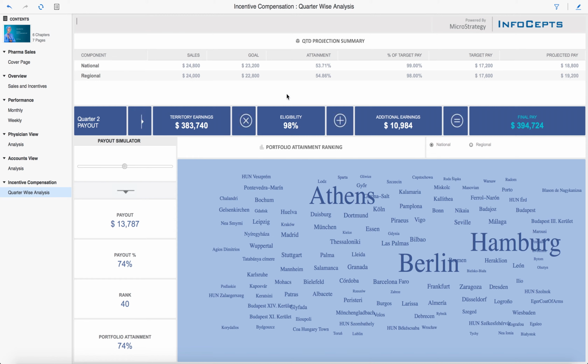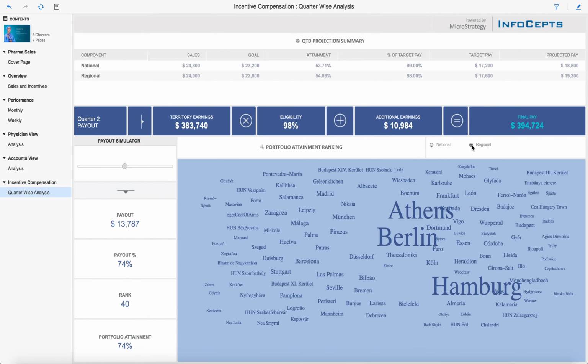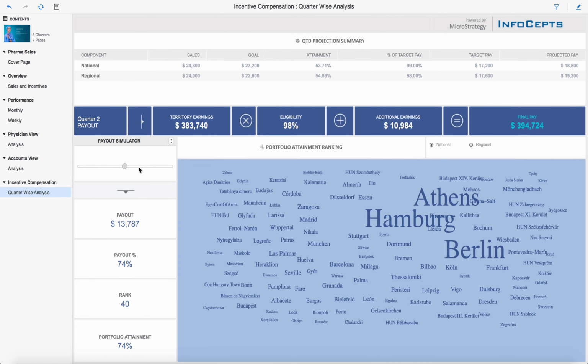This final view is a quarter view analysis that shows us, at a national and regional level, the percent to target pay, the projected pay, the goals, and attainments. We can see it also for a quarter total. We have the ability to see it on a word cloud, so that very quickly we can see the different portfolio attainment rankings being reached at either the national or regional level.